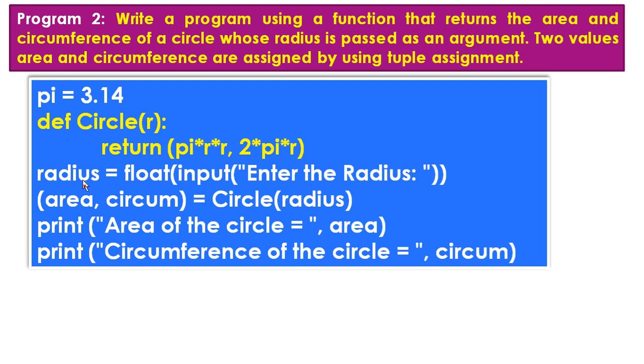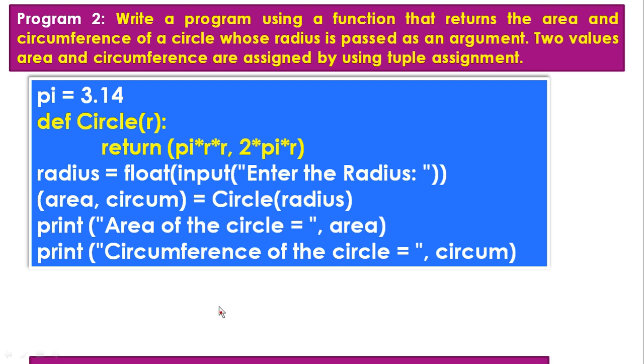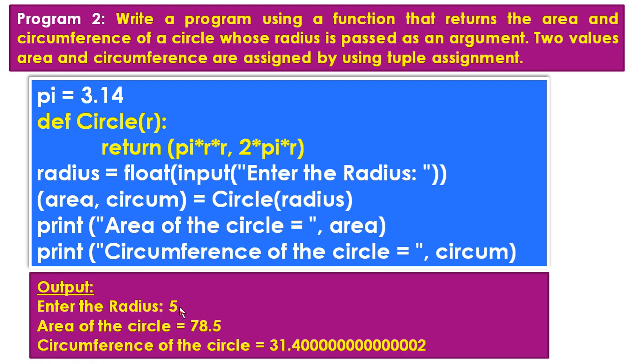Here the value of radius is taken from the keyboard by using the input function. Area and circumference, this is the tuple assignment statement, equal to circle of radius. Here the value of radius given from the keyboard is 5. So 5 is assigned to r. The value of radius is copied to r, that is 5. By using the statement return pi r square comma 2 pi r, we find the area and circumference of the circle, and the two values are returned and assigned to area and circum.